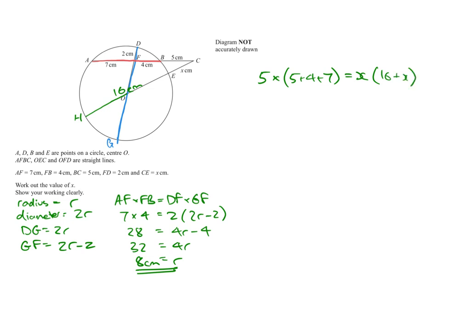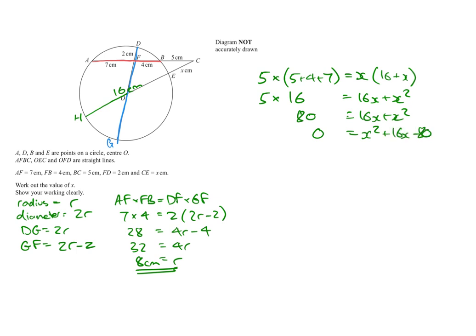Now let's work this through. We've got 5 multiplied by 5 plus 4 plus 7. 5 plus 4 is 9, so that's going to be 5 times 16, which is equal to 16x plus x squared. 5 times 16 is 80, so we've got 80 equals 16x plus x squared. So we've got a quadratic here, so I'm going to make it 0 equals, just rearranging slightly the right-hand side, x squared plus 16x minus 80.